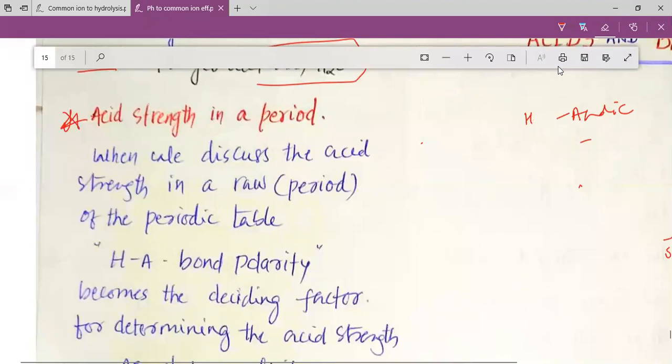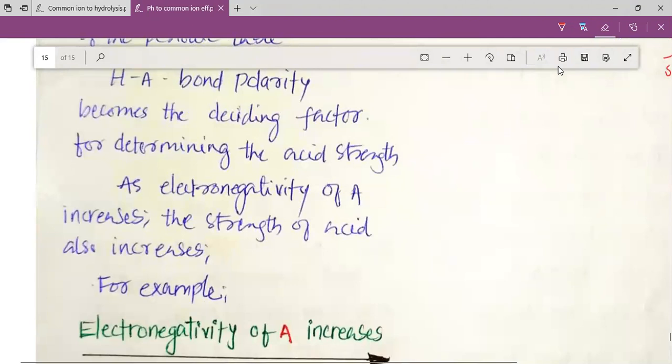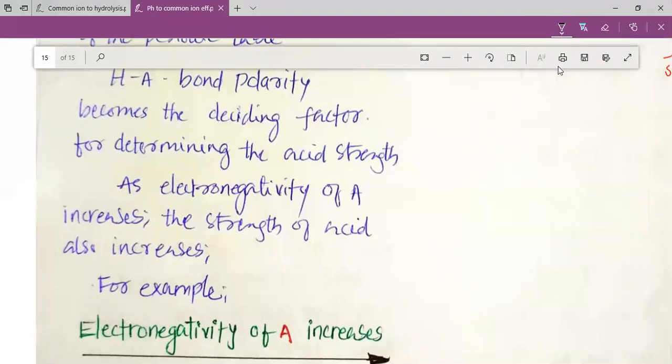HA bond polarity. Now see, in a group, the acid strength is determined by the bond strength, but here in a period the bond polarity becomes the important factor to express the acid strength. Bond polarity becomes the deciding factor for determining the acid strength.